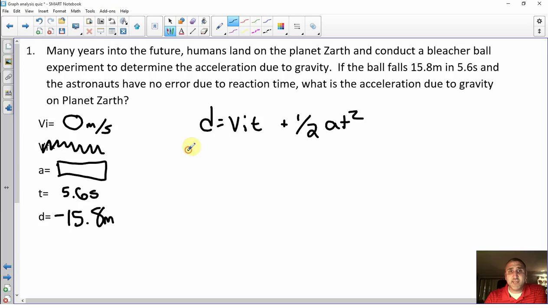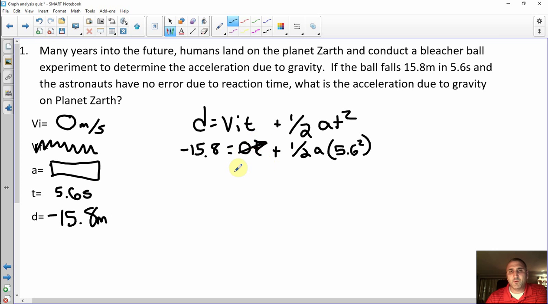We know that D is negative 15.8 meters equals VI, which is 0, times T, plus 1/2 A, which is what we're looking for, times T, 5.6 squared. Now, a lot of people have a little trouble with their algebra here. I just want to make sure that you all are going to be okay with it. So the first thing that we need to do is get rid of this. 0 times anything, so 0 times T, which is 5.6, is just going to be 0. So we don't really need to worry about that.